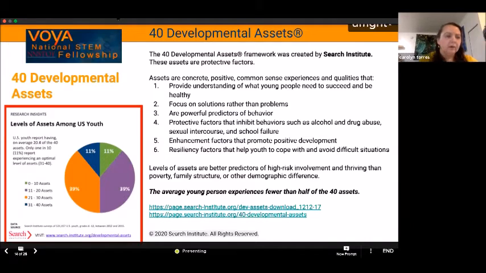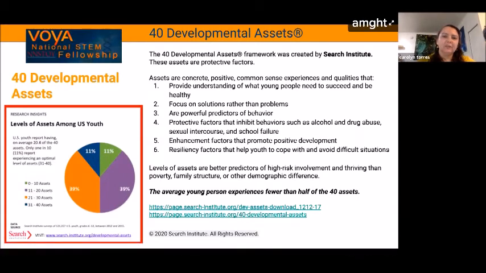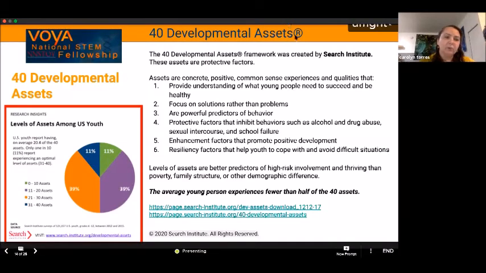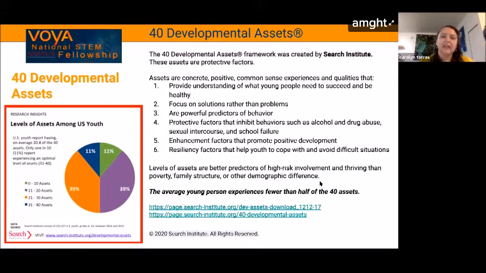Thank you. The 40 assets is a nice contrast to the ACEs. As you may have been doing ACEs, it starts making you feel kind of bad, like everything's stacked up and there are a lot of problems. But there are 40 developmental assets that are a more positive look at impacting learning. They're proactive factors and behavior predictors that clarify actions, focus on solutions, promote positive development, and increase the resiliency of students. If you look at the graph on the side, you should notice that the average young person experiences less than half of these 40 assets. And that's the thing that we can work on as a set of teachers and in our classrooms.